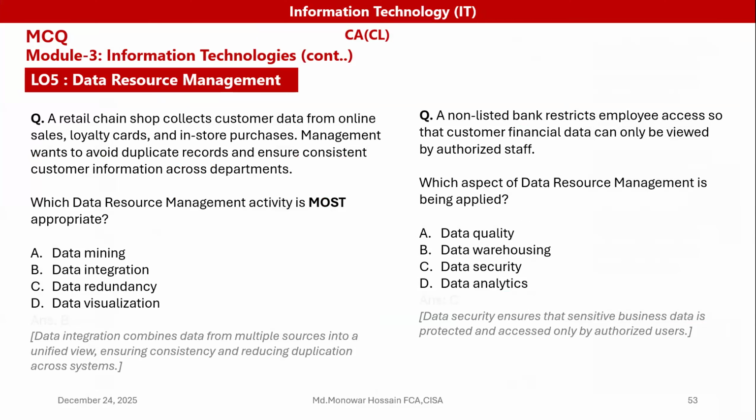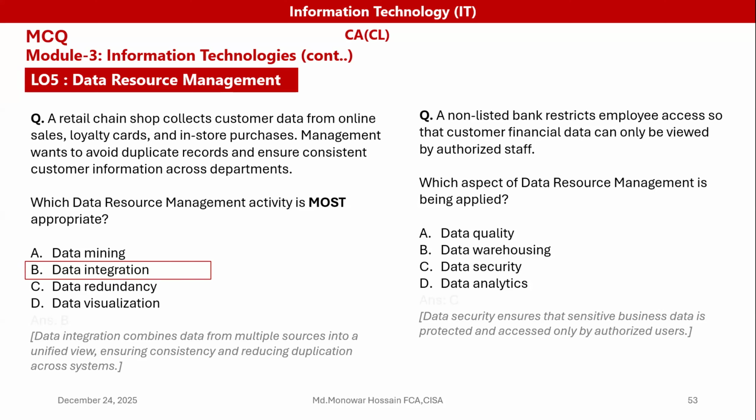Another scenario: a retail chain shop collects customer data from online sales, loyalty cards, and in-store purchases. Management wants to avoid duplicate records and ensure consistent customer information across departments. Which data resource management activity is most appropriate? Data integration, because data integration combines data from multiple sources into a unified view, ensuring consistency and reducing duplication across systems.